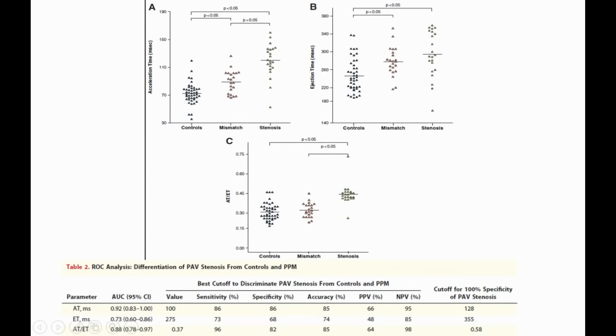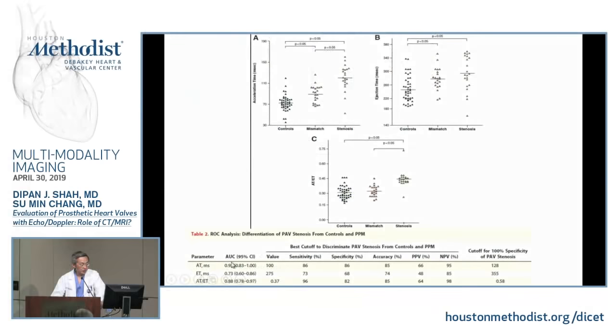And when they looked at this cohort, I think close to 100 patients, the best diagnostic accuracy for separating patient prosthesis mismatch and obstruction was acceleration time, with almost 100% specificity for prosthetic valve stenosis if the acceleration time is over 128 milliseconds.